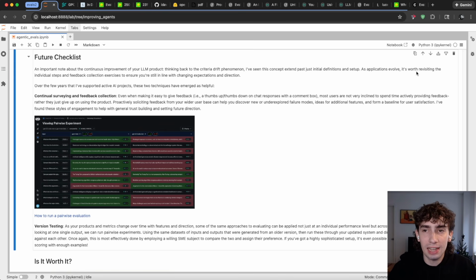What I've seen is that as our applications evolve, it's certainly worth revisiting the individual steps in feedback collection exercises to ensure that we are still in line with what our users want and effectively measuring the performance.